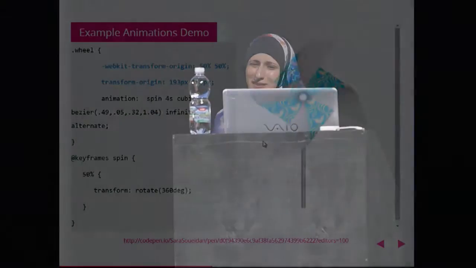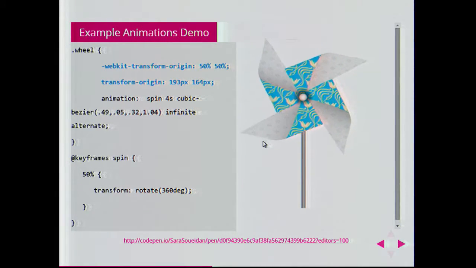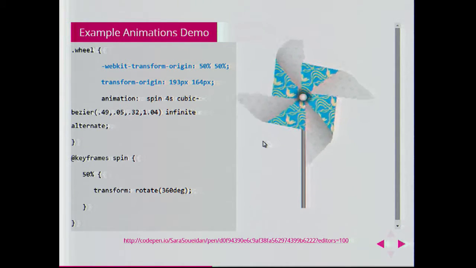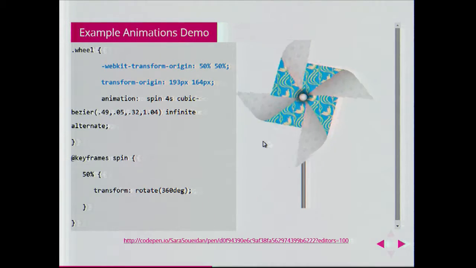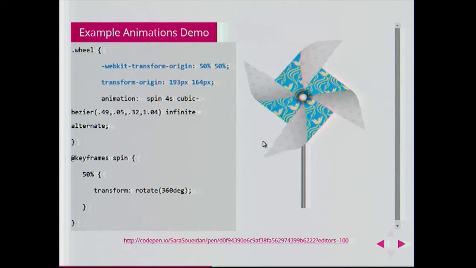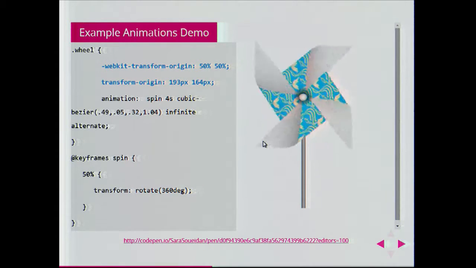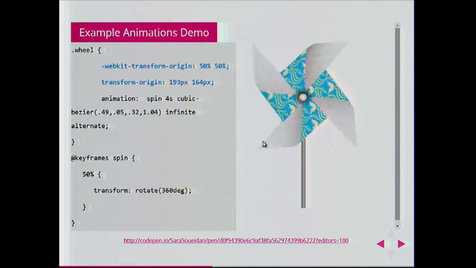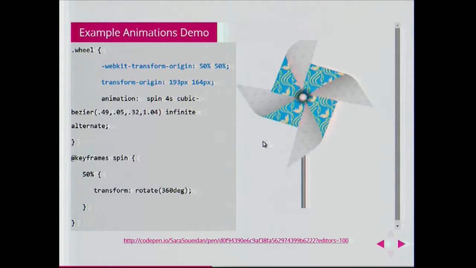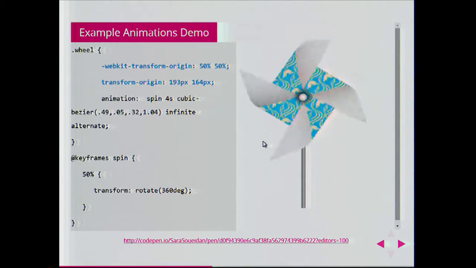So this is a very simple and basic example, a pinwheel rotating around a center. I've set the transform origin in percentages for Chrome or Safari or whatever, and using absolute values 193 pixels by 164 for Firefox. Then using the CSS animation property and keyframes, you can define an animation and apply it to the SVG just like you would with HTML.